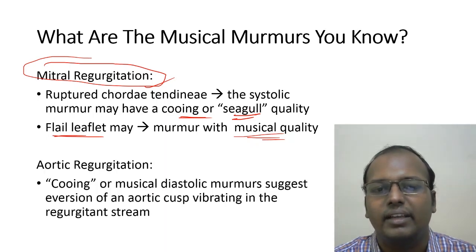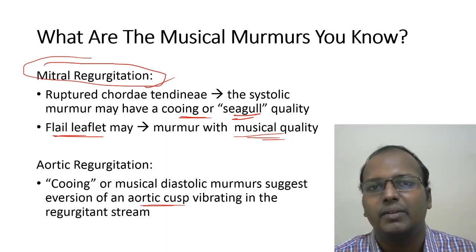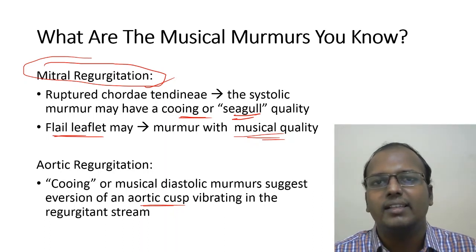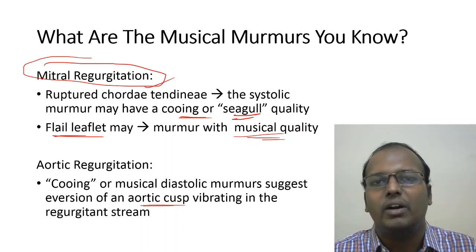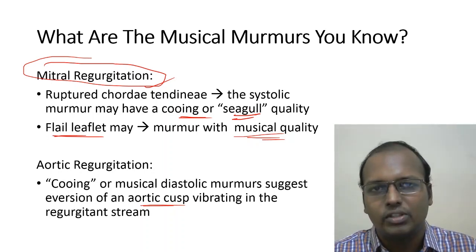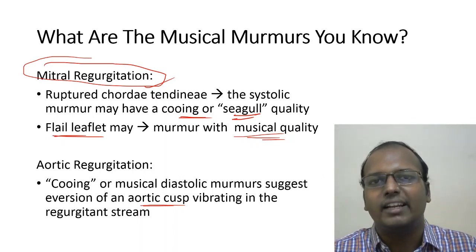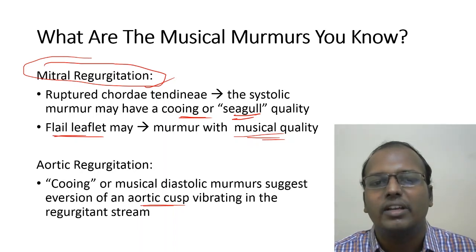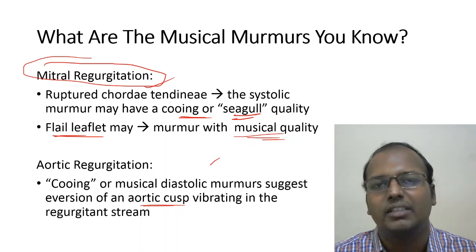And even in AR, the aortic cusp is everting and vibrating in the blood flow. What happens? The aortic cusp should be moving towards the blood flow, right? So when there is a systole, when blood is moving forwards, it will move forwards. But what happens in aortic regurgitation? The valve is not closing properly, so the aortic cusp will evert towards the ventricle during the diastole, and that can vibrate during the diastole. That will produce a cooing or musical diastolic murmur. Okay, so these are the causes of musical murmurs.